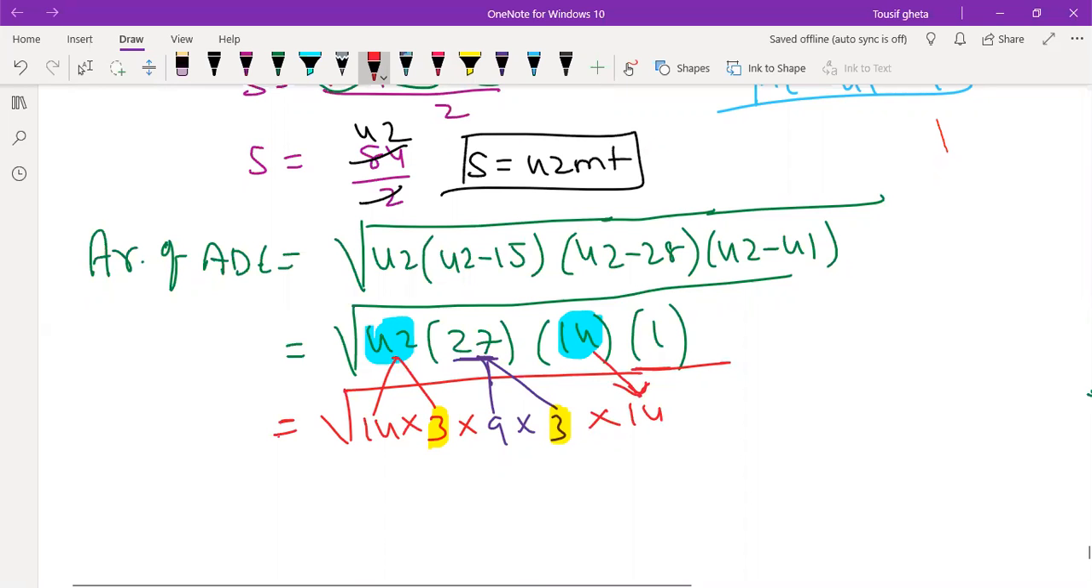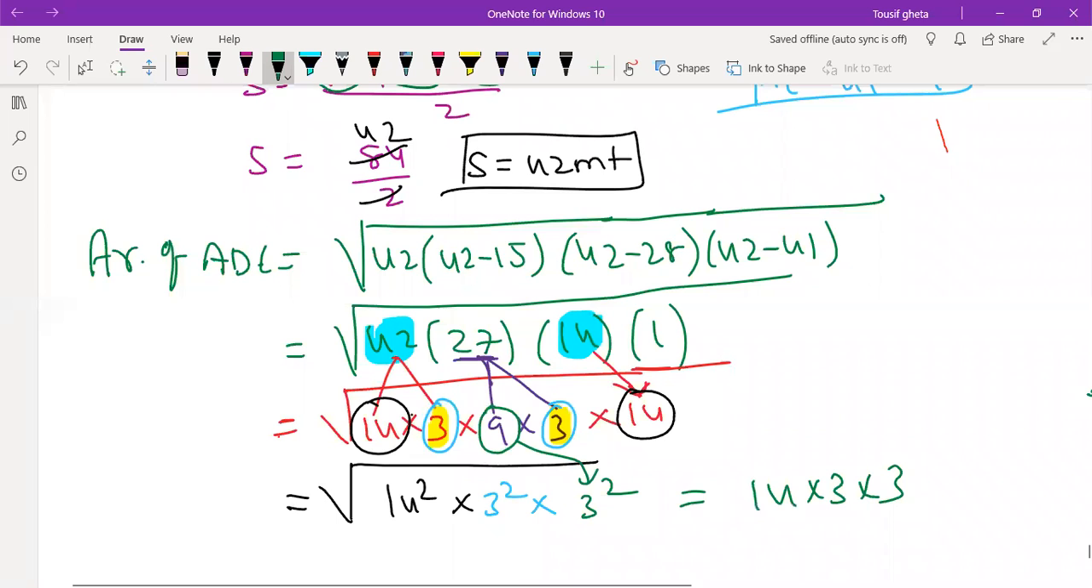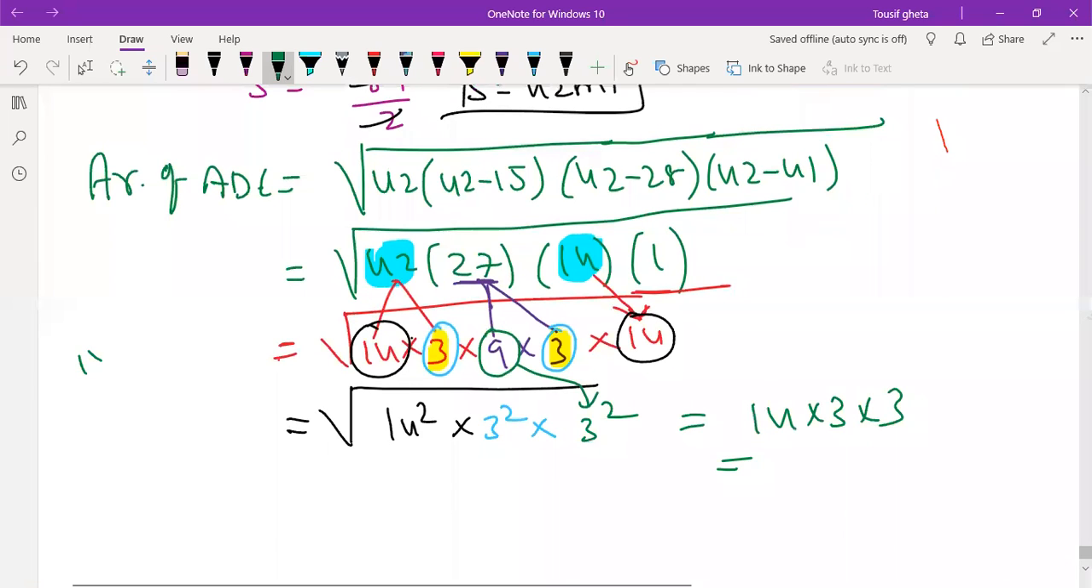Now it is equal to root of 14 and 14, 14 square. I will change the color, so I will take blue. This is 3 and this is 3, so we get 3 square, another 3 square. Now we get 14 into 3 into 3. 14 threes are 42. If you multiply, 14 into 9 is 126 meters square.